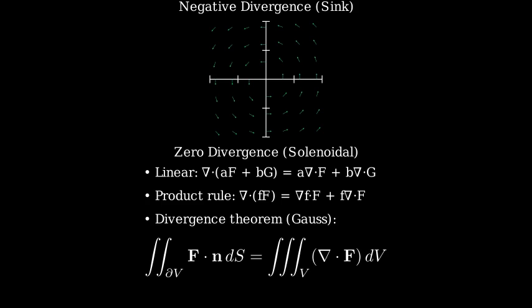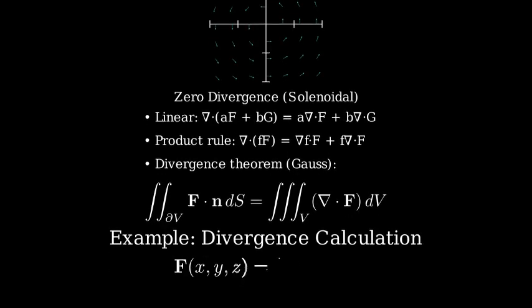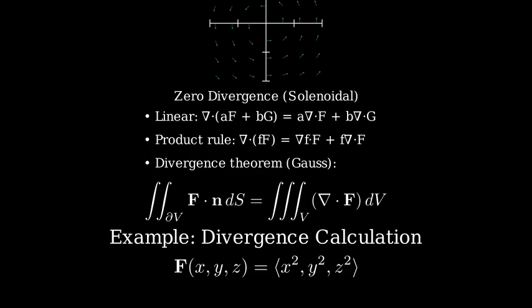Let's calculate the divergence of a vector field. Consider the vector field F equals the vector x squared, y squared, z squared.